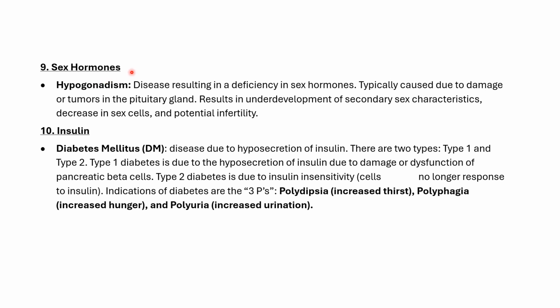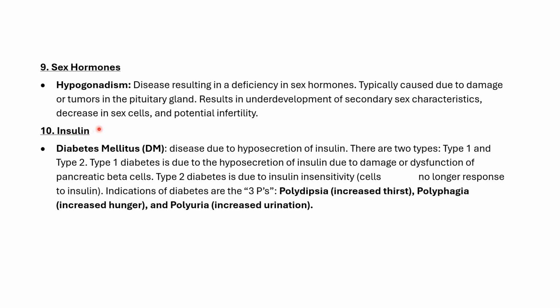And what can go wrong with the sex hormones? There is a condition known as hypogonadism. This is a disease resulting in a deficiency in sex hormones. It is typically caused by damage or a tumor in the pituitary gland, and it results in the underdevelopment of secondary sex characteristics, decrease in sex cells, and potential infertility.